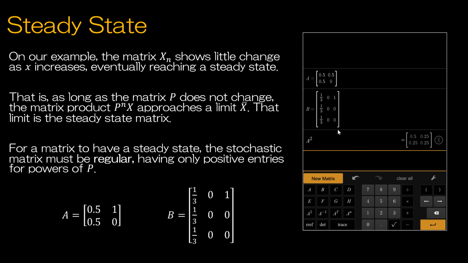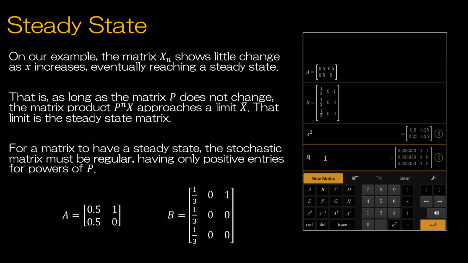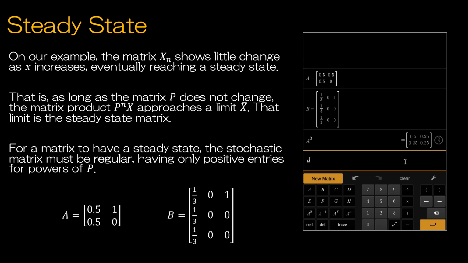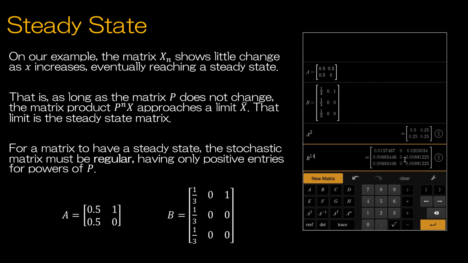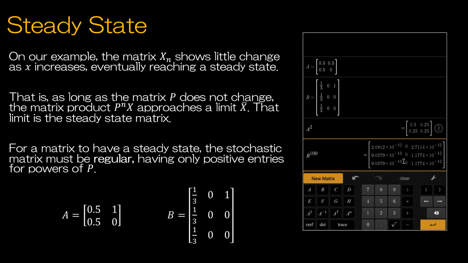Looking at B, I've got a real problem with all the zeros. So if I take B and square it, notice I get a whole column of zeros. What if I take B to the 14th power? Yep, a whole column of zeros. What if I would take B to the 100th power? Yep, a whole column of zeros. So therefore, B is not a regular stochastic matrix.